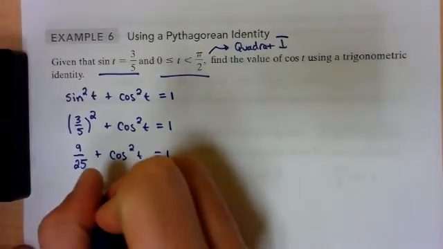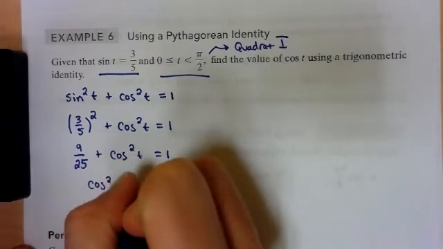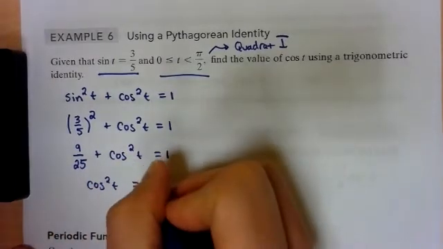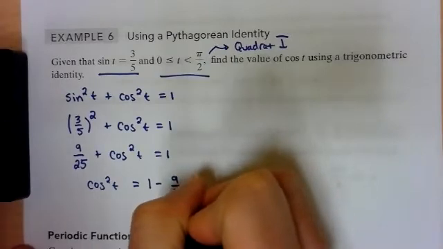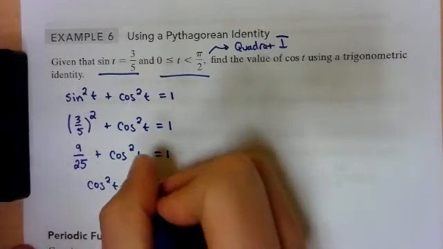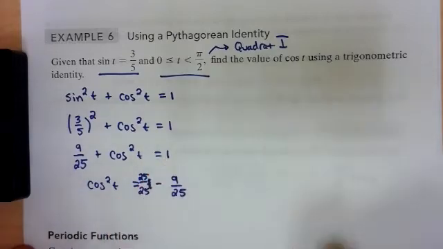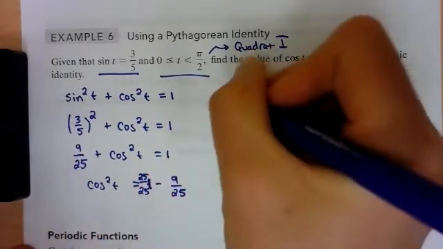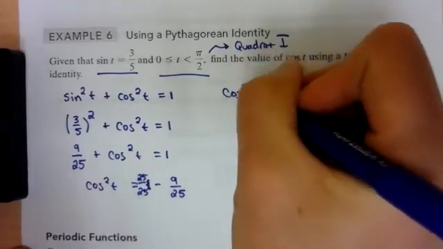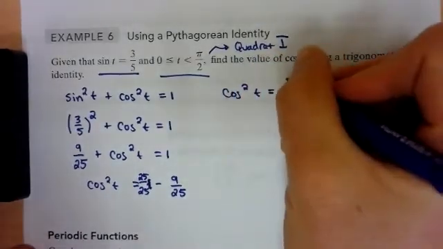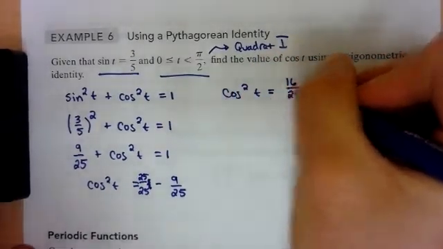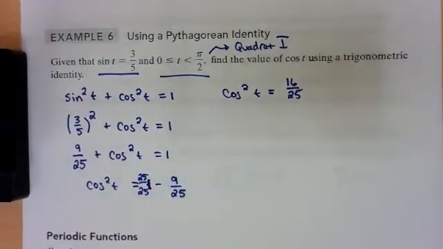So I'm going to subtract 9 over 25, so 1 minus 9 over 25. Well, this needs a common denominator, so let's change this to be 25 over 25. So 25 minus 9 means that cosine squared of t is equal to 16/25. Right? 25 minus 9 keeps the denominator the same.